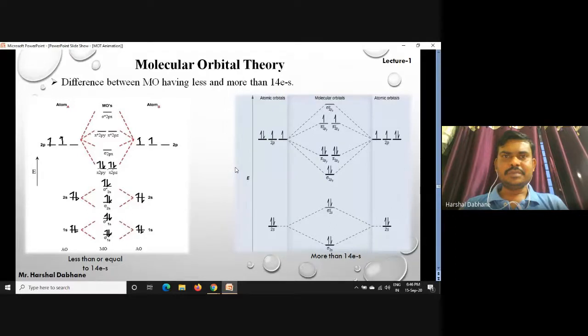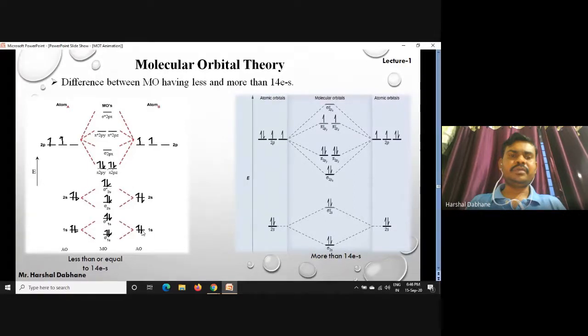The first one is those systems which have less than or equal to 14 electrons, and the other is those systems with more than 14 electrons. First, we talk about the systems with less than or equal to 14 electrons. Suppose we consider an example of the C2 molecule.